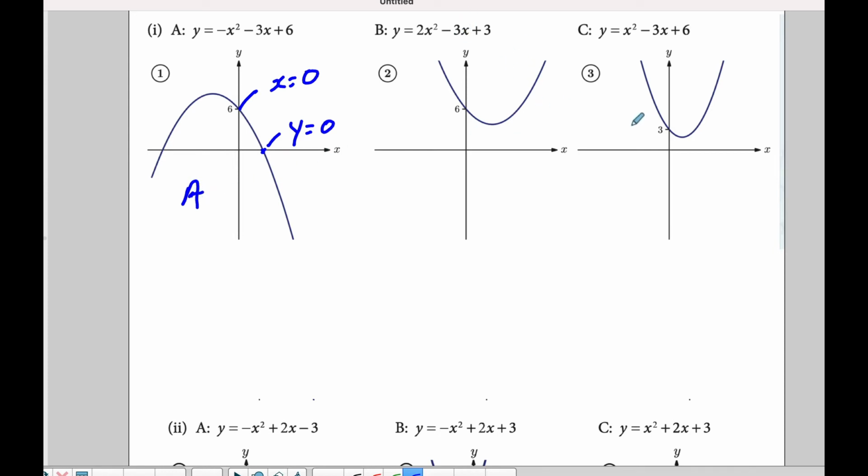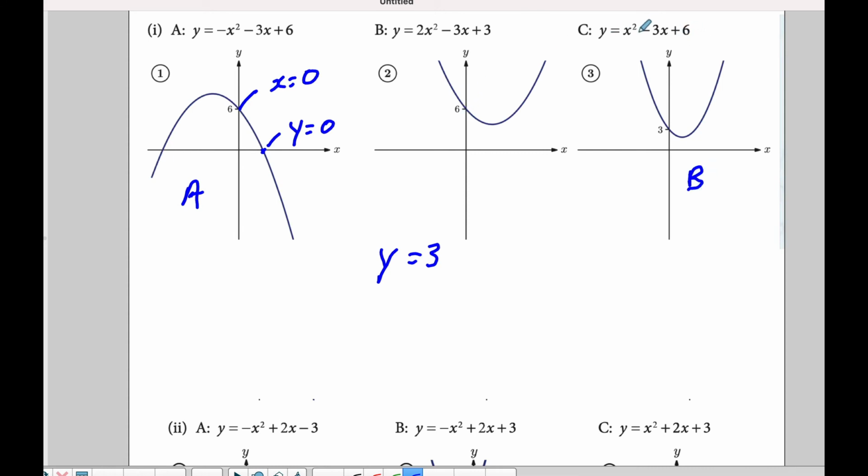Next, the next two open upwards, so that means that a is positive. And so now we have to look at the intercepts. Recall that here, for y equals 2x squared minus 3x plus 3, if x equals 0, and along this axis x equals 0, then this will be 2 times 0 squared is 0, minus 3 times 0 is 0, plus 3. So if x equals 0, then y is going to equal 3. And so that means that for b, here's our intercept of y equals 3. So this is b.